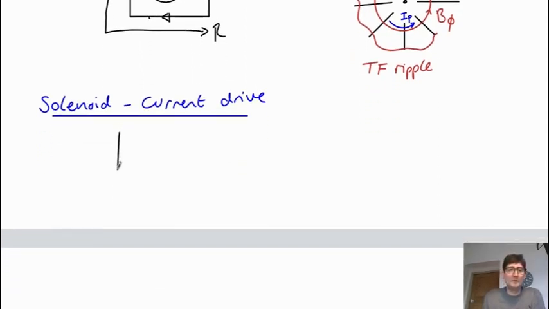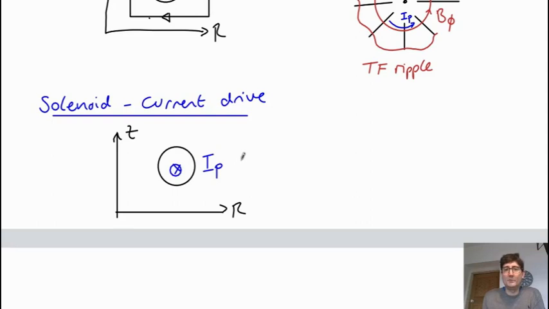So we have this Z direction with the radial direction, and then we have the plasma. So try and drive a current around here. So we also want a current through here. So you want a current, say IP, often used for plasma current.